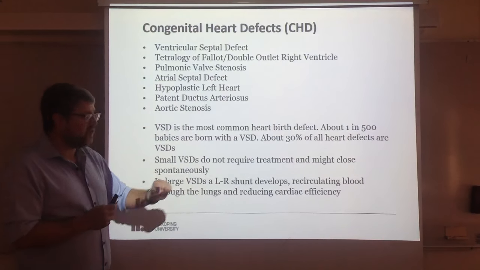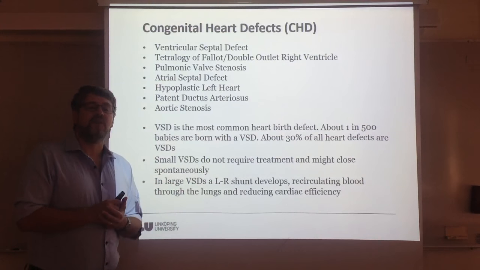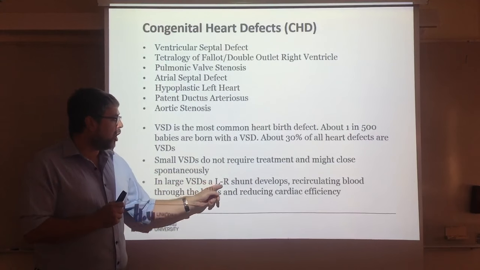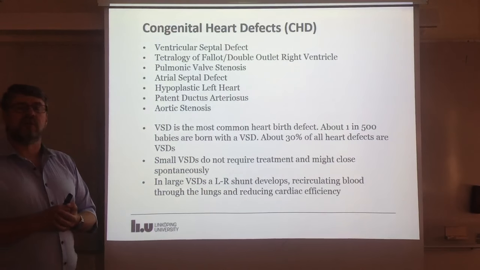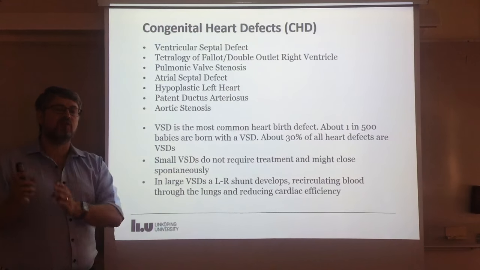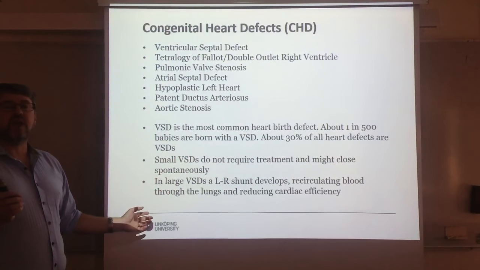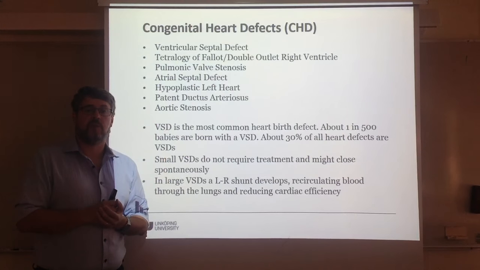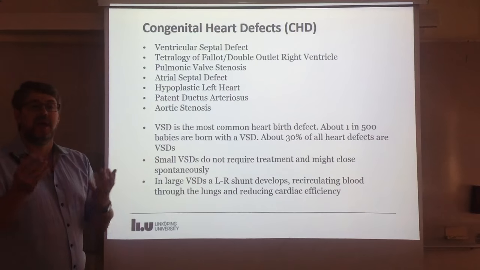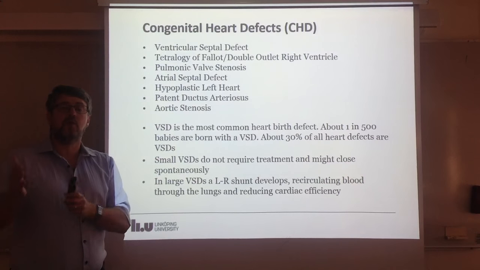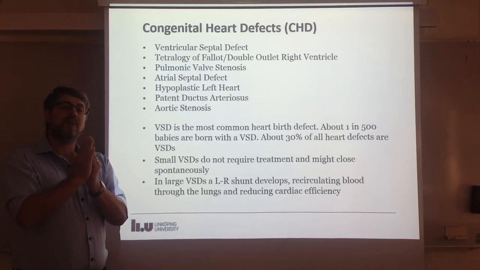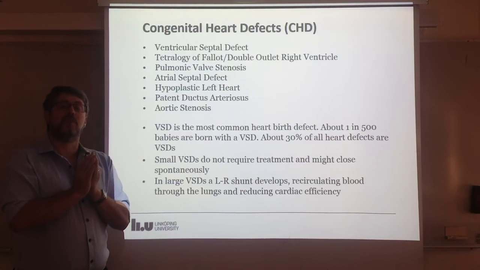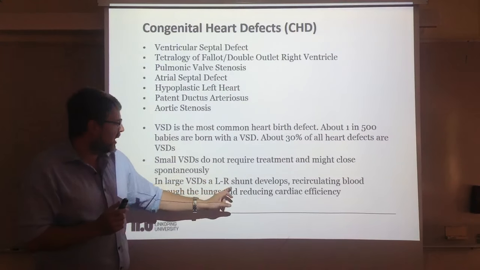In large VSDs, though, in large ventricular septal defects, what happens? What we see in large ventricular septal defects is a large left-to-right shunt. So that means that blood from the left is shunted into the right. Why is that? That happens because the right circulation is a lower pressure circuit. So of course, based on pressure gradients, the tendency will be for blood to leave. If there is an opening between both ventricles, the higher pressure circuit will pump into the lower pressure circuit. So that is a left to right shunt.